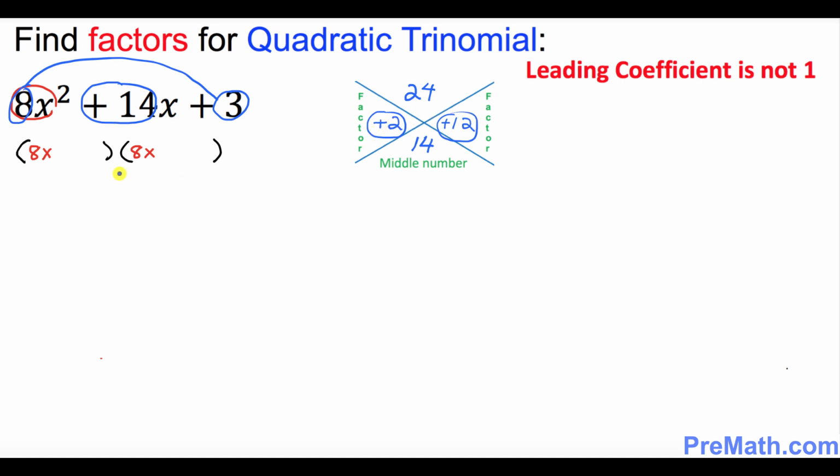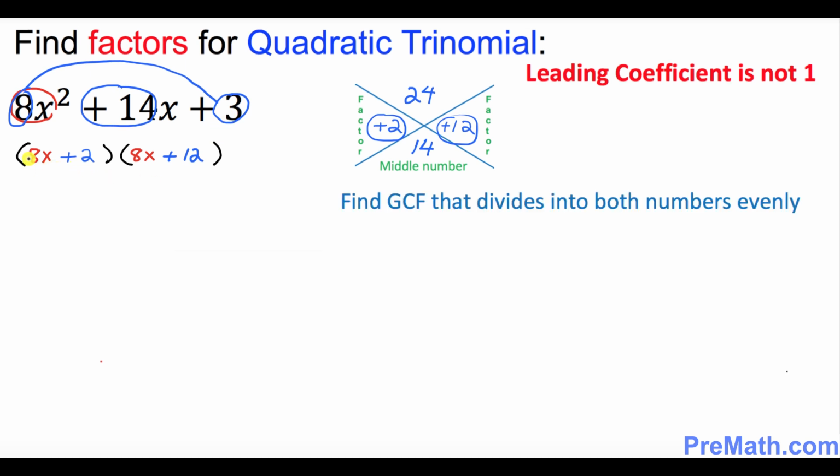So I want you to put down positive 2 in the first parentheses, and I want you to put down positive 12 in the second parentheses. Now in the next step, I want you to just look at the numbers in the very first parentheses, 8 and 2. I want you to look for the GCF, the biggest number that divides into both of them at the very same time evenly. So of course it's going to be a 2.